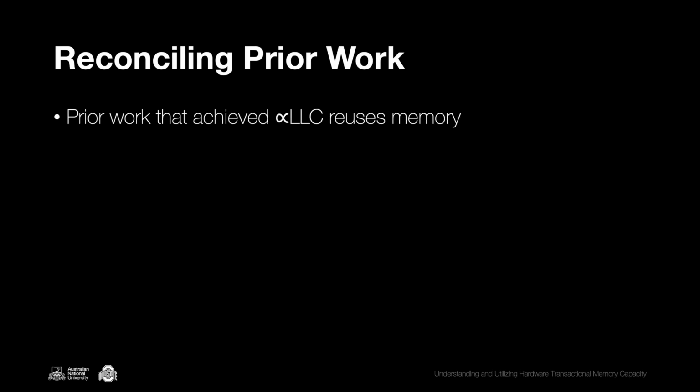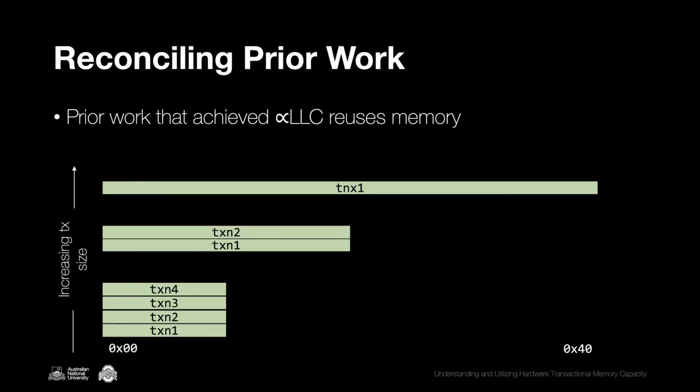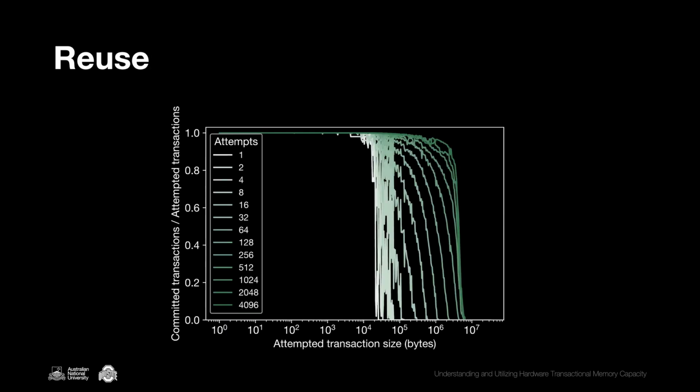So, how does this help us reconcile the wildly different results in prior work? Turns out, if you read the papers carefully, publications that achieve read capacity proportional to LOC size actually use different methodologies than Ritz and Barnes. Instead of using different memory for different transactions of the same size, this work reused the memory, which effectively warmed up the cache. In fact, we were able to quantify the effects of reusing memory.